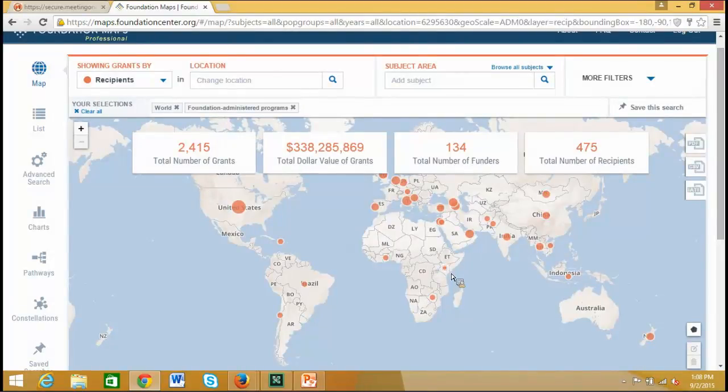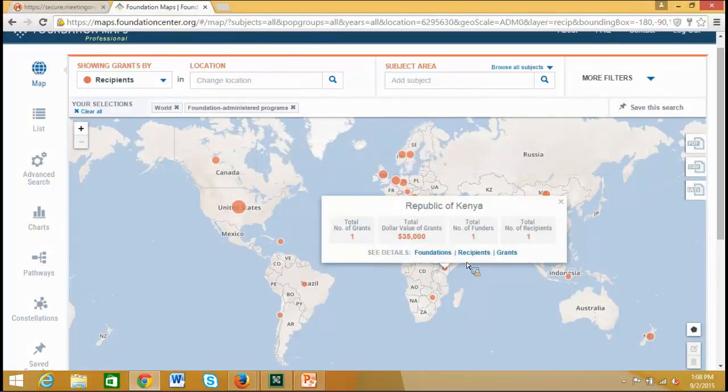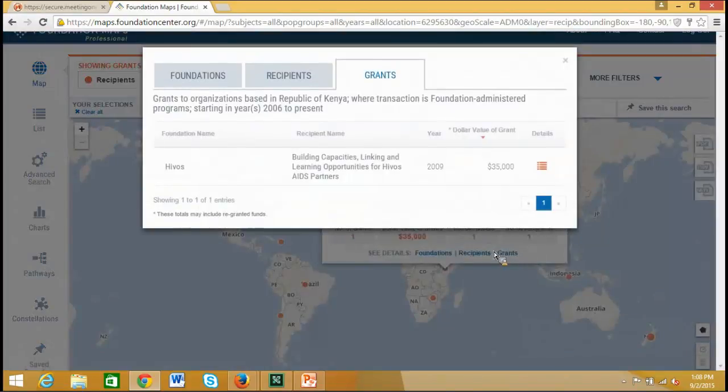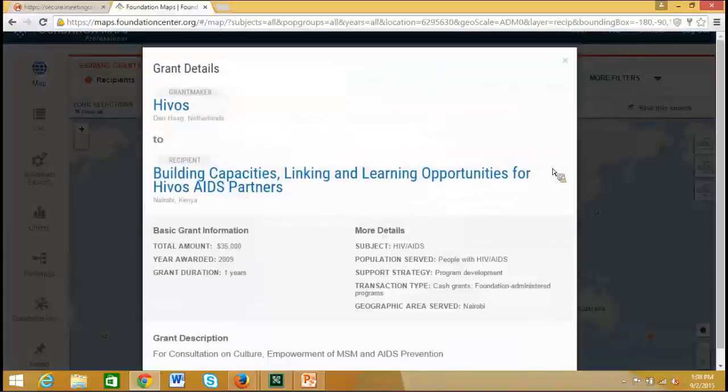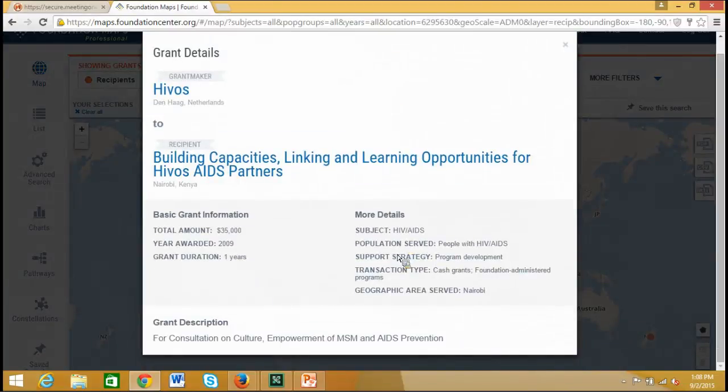Let's look over here in Kenya. Looks like we've got one FAP. This is HIVOS: building capacities, linking, and learning opportunities for HIVOS AIDS partners. This is from 2009, $35,000, and here we can see it's HIV and AIDS. It has all the same information that we have for what we call a cash grant, what we all perceive as a normal grant. But this is a Foundation Administered Program, and here you can see you've got a description.